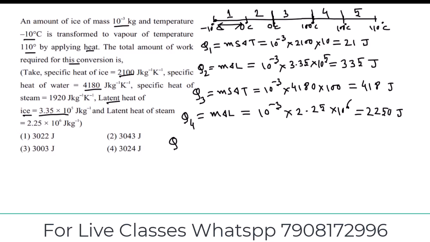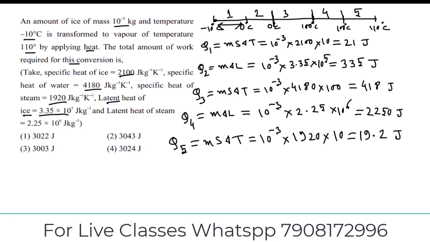Now if we again heat to 110 degrees centigrade, then the heat required will be mass into specific heat of vapor into change in temperature delta T. So mass is 10^-3, specific heat of steam is 1920, into delta T, that is the change in temperature from 100 to 110, that is 10. So this becomes 19.2 joule.